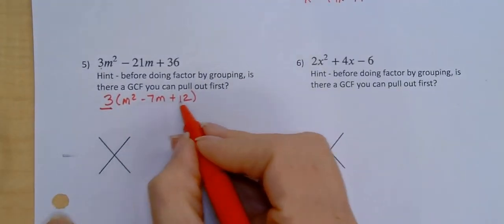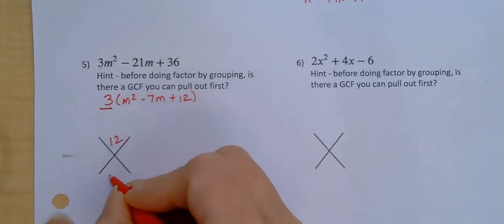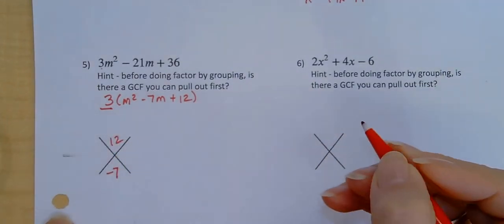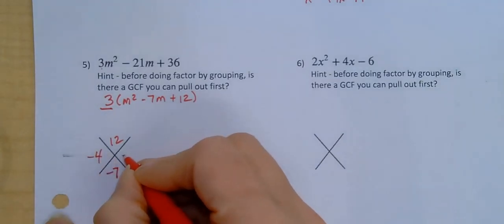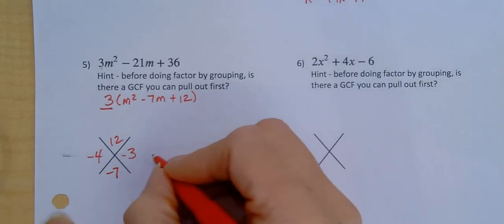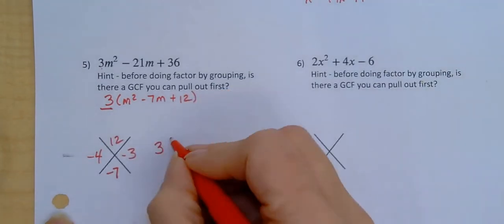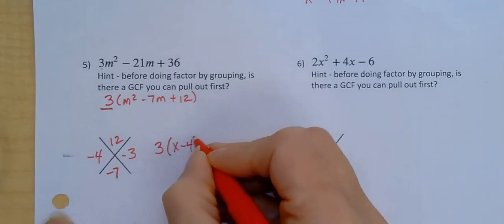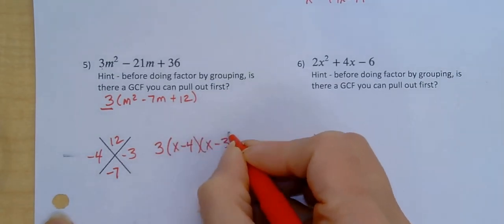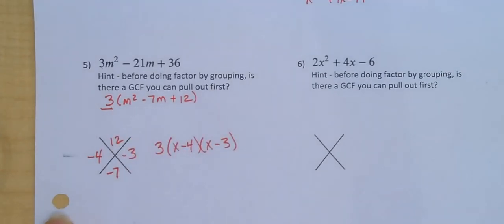But now I need two numbers that multiply to give me 1 times 12, so 12, that add to give me negative 7. Negative 4 times negative 3 gives me positive 12, and when I add them together I get negative 7. So I know that my factors, I have to have 3. I don't want to forget my 3. And then I have m minus 4 times m minus 3. Don't forget that 3, okay? It's still there even though we pulled it out earlier.